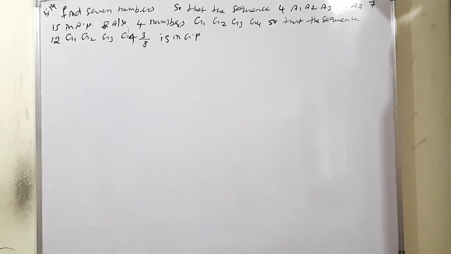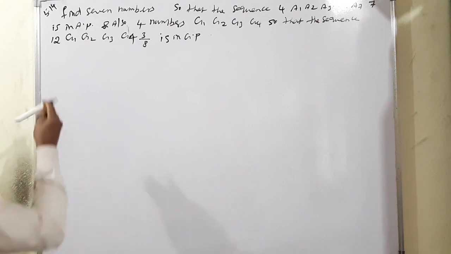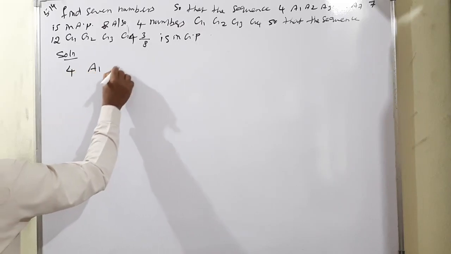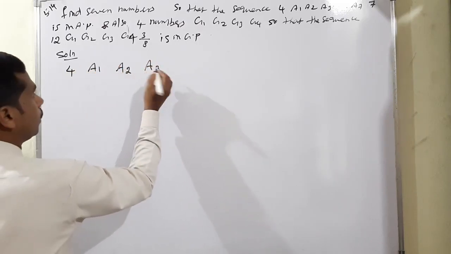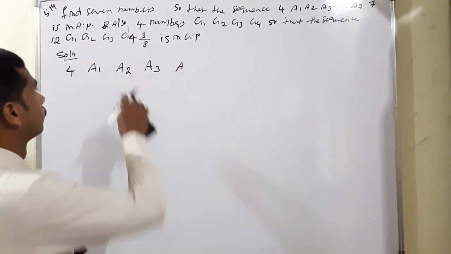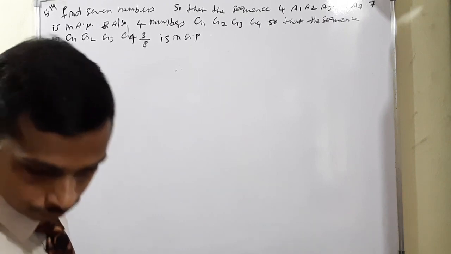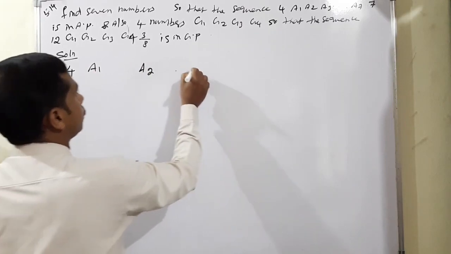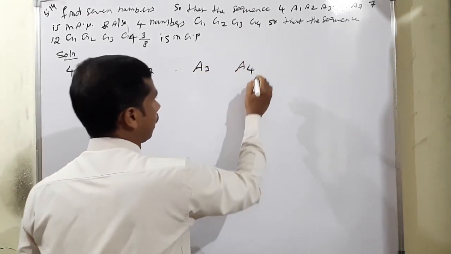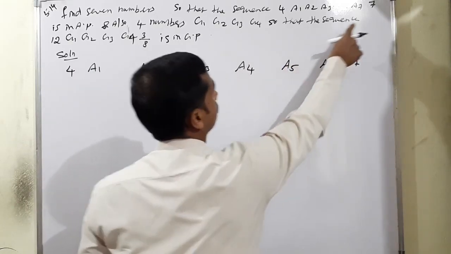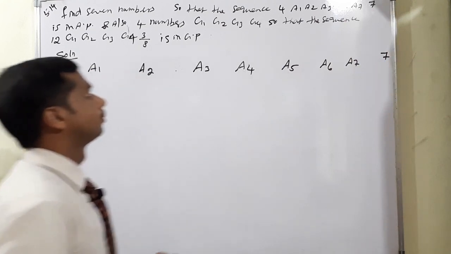Question: find 7 numbers. We need to find 7 numbers so that the sequence, what is the sequence given? Solution: 4, A1, A2, A3, A4, A5, A6, A7. The last number is 7.